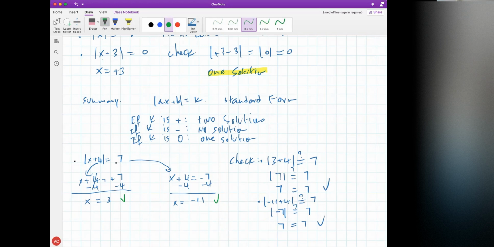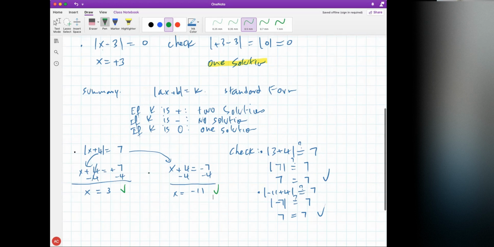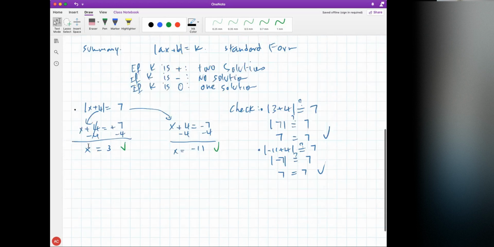Whenever you have a positive number here, you should find two solutions. Both those solutions should work. If you plug either one of them in, they should both work. And always pay attention to k. K here is positive, that's why we have two solutions. Let's do another problem.